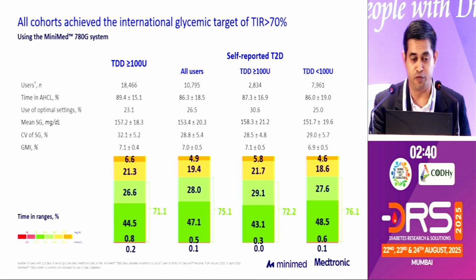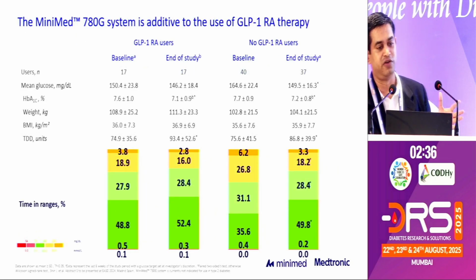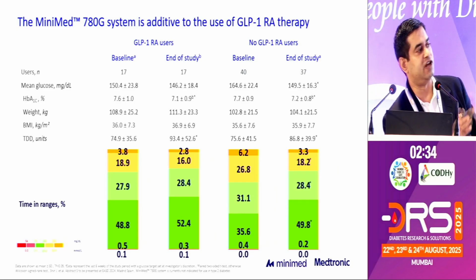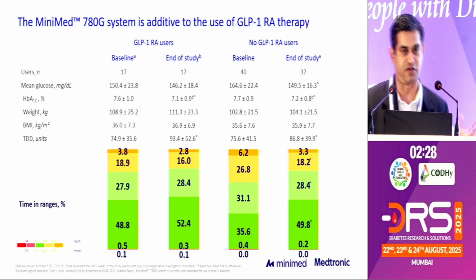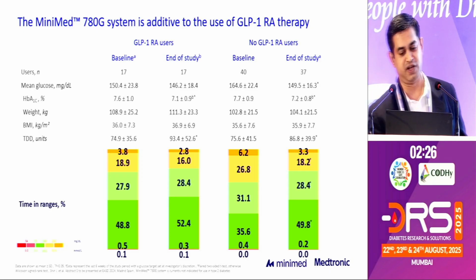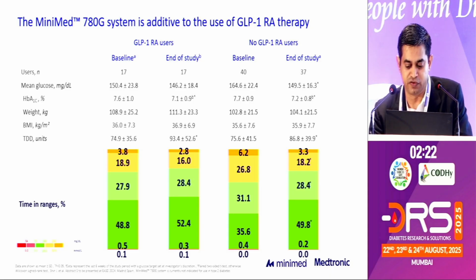And then we all know people with type 2 use GLP-1 RA. So there was a clinical trial where they used the system in type 2 along with GLP-1 RA. You can see people who used it with GLP-1 RA actually had a better time in range as compared to people who did not use it, especially in this type 2 category, because anyhow, type 1 people don't use GLP-1. So it is wonderfully synergistic to GLP-1 RA.